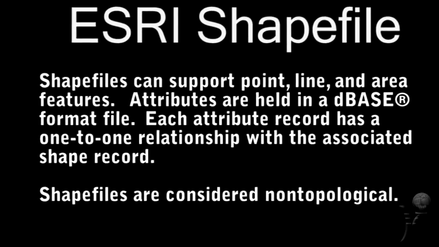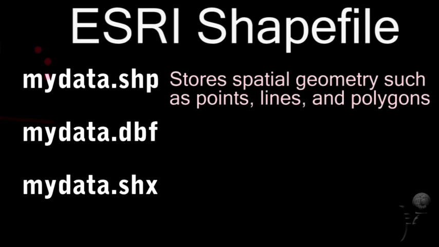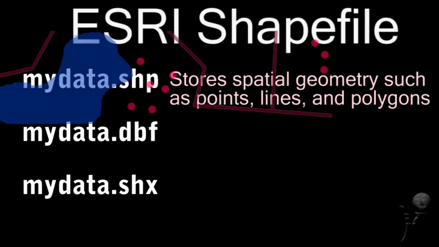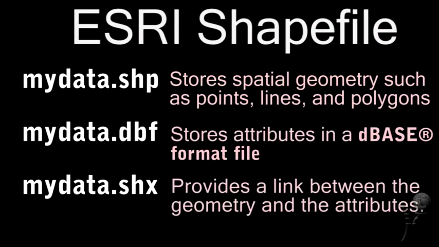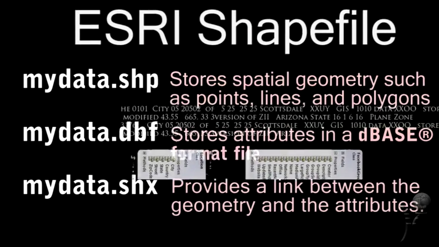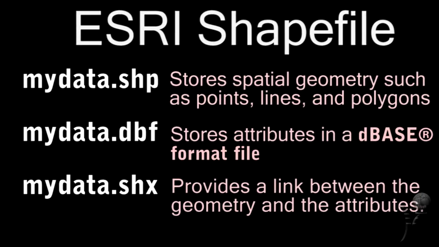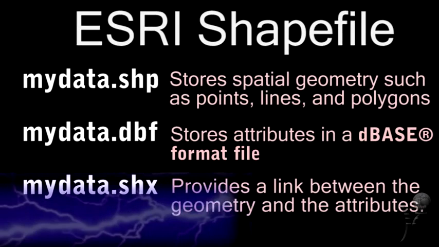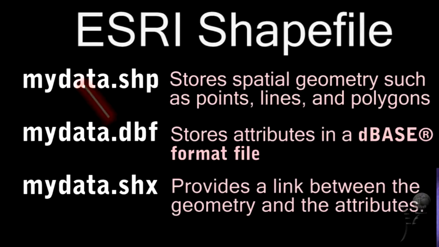An ESRI shapefile is comprised of three primary components. The three primary components of a shapefile include a file that stores the spatial geometry, also known as the feature geometry. This file has an extension of .shp. A second file that stores the attributes in a table. This attribute table has an extension of .dbf, which is a takeoff from DBase files. The third file stores a link between the spatial geometry and the attribute table. This file stores a positional index, also known as a shape index format file. This file has an extension of .shx.